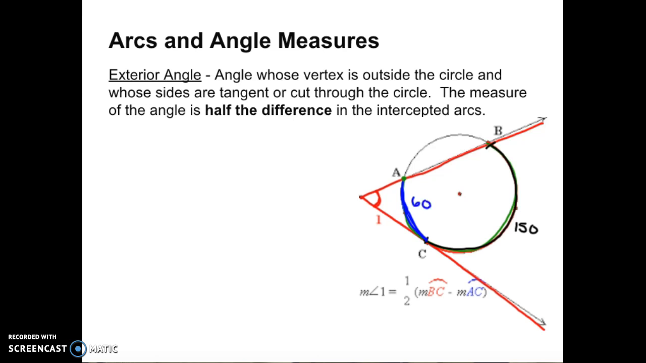Okay, so what it's saying is if you take 150 minus 60, that's the difference of the two arcs, 150 minus 60, you get 90. And when you subtract those, this angle right here is half of that. It's half the difference of those two arcs. So half of 90 would equal 45 degrees. So this angle right here would have to be 45 degrees. It's half the difference of the other two arcs made.